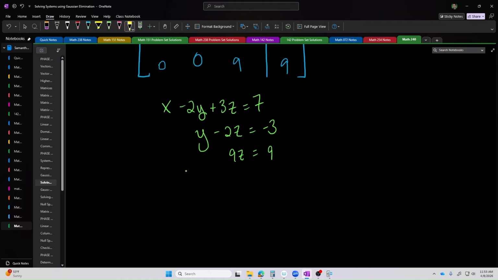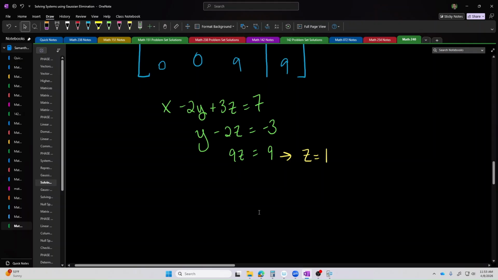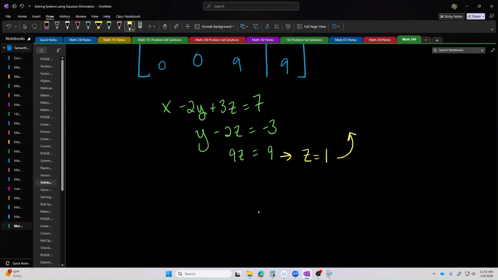So at this point, actually solving for the value of z is trivial. Z is just equal to 1 in this case. Once I've found the value of z, I can start back substituting. For example, if I put that z value into the equation directly above it, I can find y without much trouble at all. Based on these results, the value of y would be negative 1.